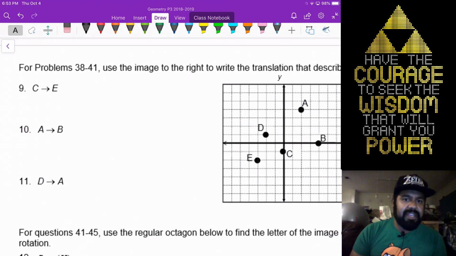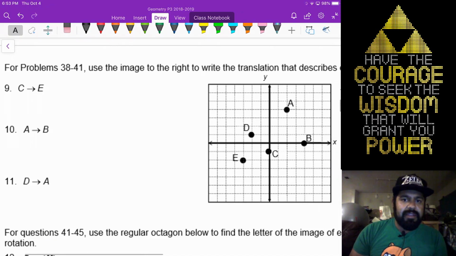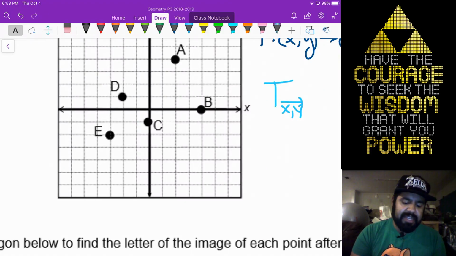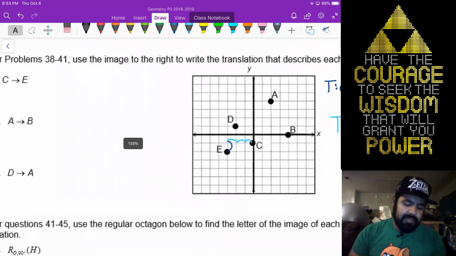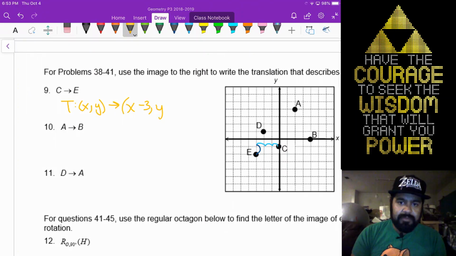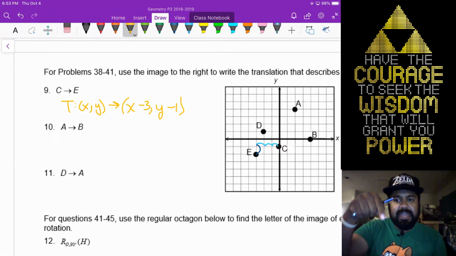So right here we're saying for number 9, write the translation rule for C to E. So I look at point C and I say, okay, I'm moving left 3 units, and then I move down 1 unit. So that means my translation is going to map with this rule, x minus 3, y minus 1. Left meaning negative, down also meaning negative.